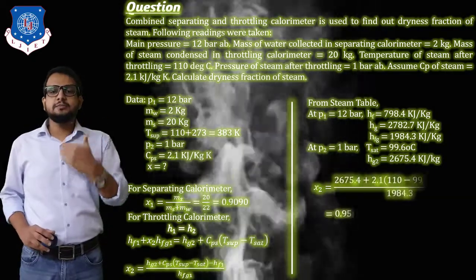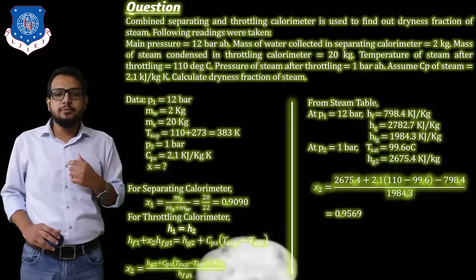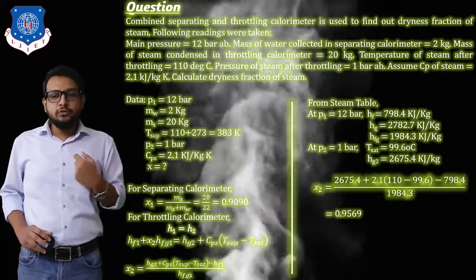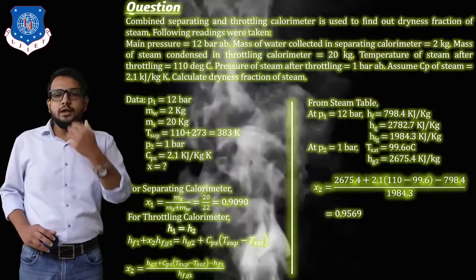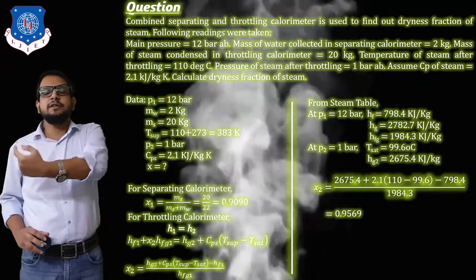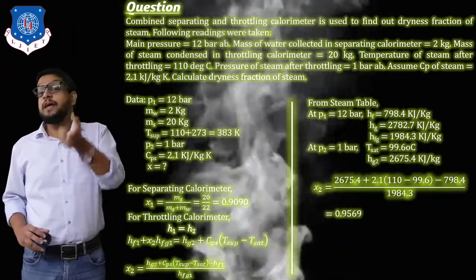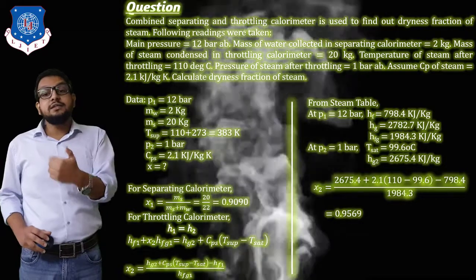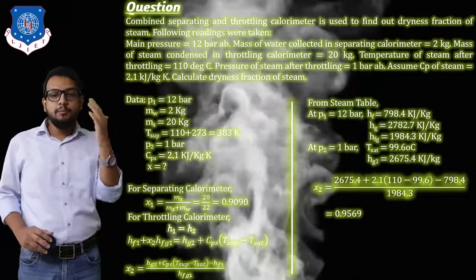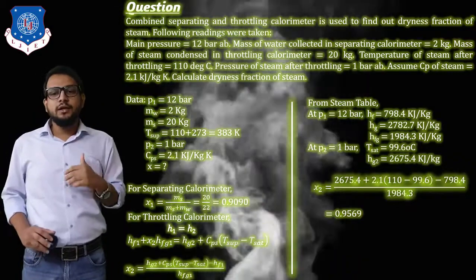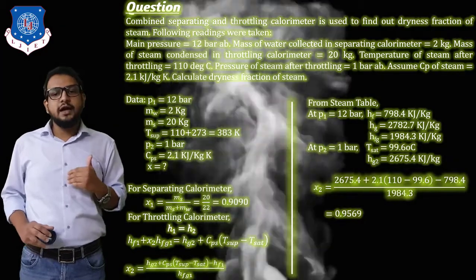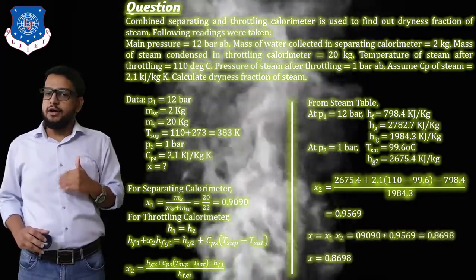Okay, so we can directly substitute these values which we found from the steam table. x2 is equal to 2675.4, which is our hg2, plus Cps, that is 2.1, in a bracket T sup minus T sat, which means 110 minus 99.6, that is our T sat obtained at pressure P2, minus hf1, which is 798.4, upon hfg1, which is 1984.3. So we get x2 equal to 0.9569.